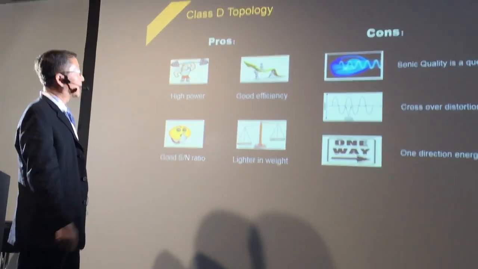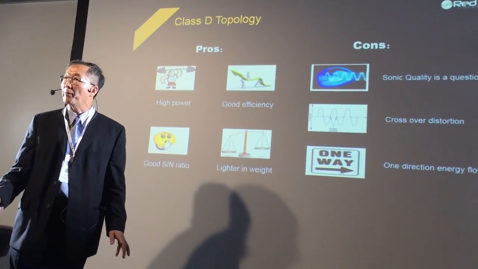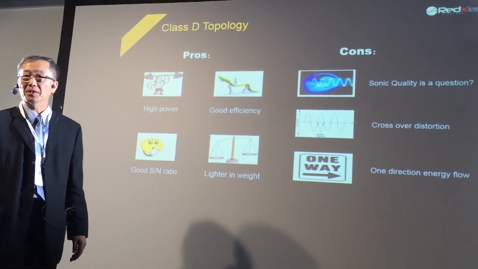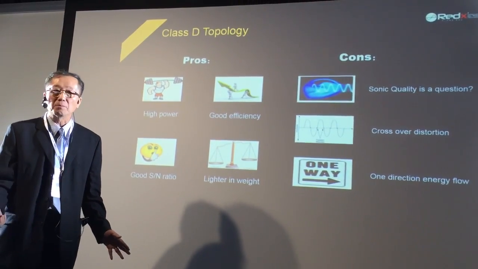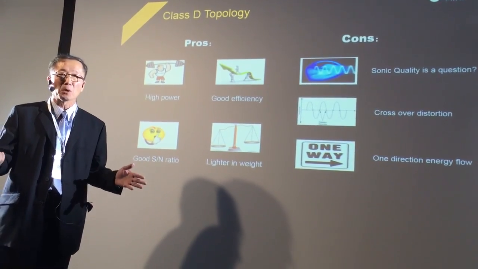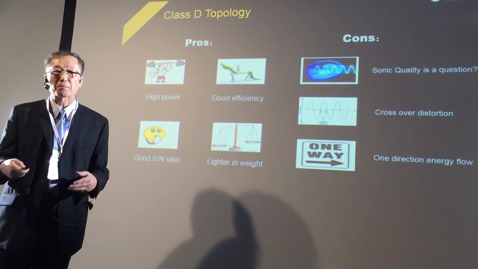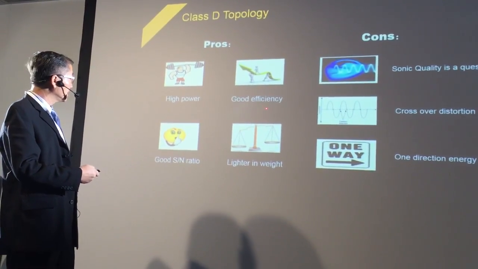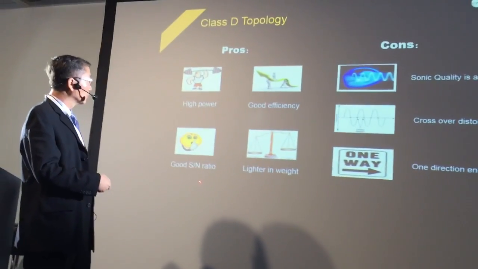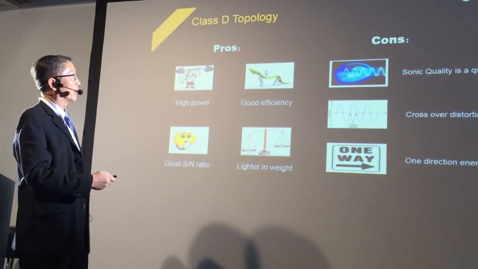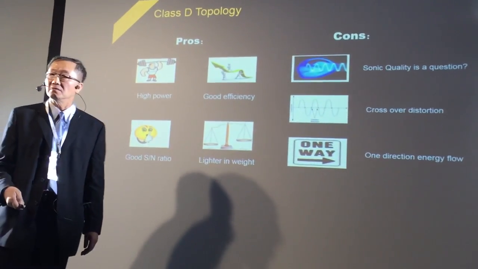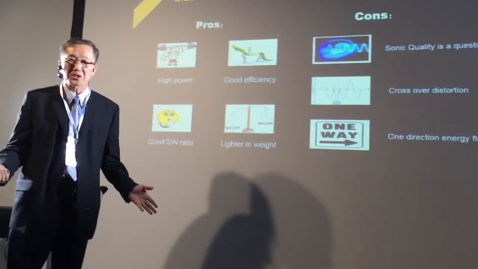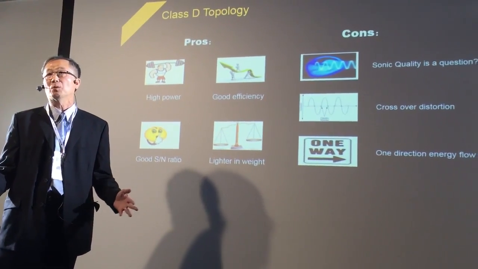Now, this is Class D. Class D became popular after the 1980s. Everybody uses it, and there are lots of chips available. If you want to achieve a small size and higher efficiency, that's probably the only solution. It has higher power, good efficiency, good signal to noise, and lighter weight. However, the sound quality is a question. People have different views about the sound quality. Someone likes it, someone does not like it.